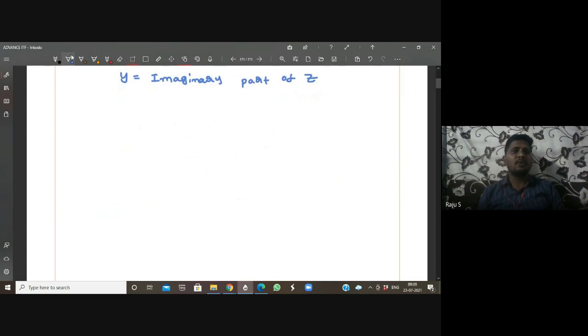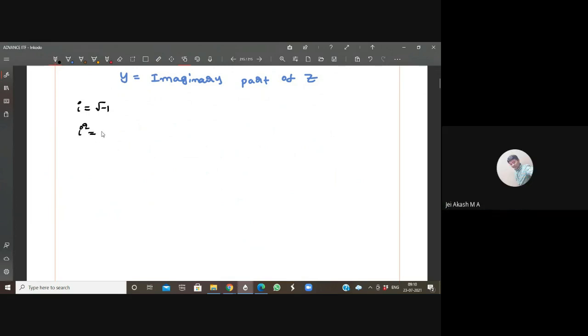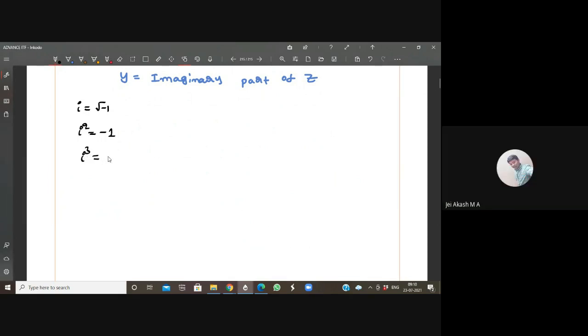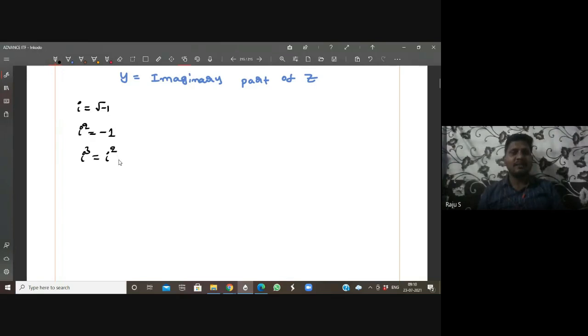First, let us discuss briefly some points regarding iota. Iota value is square root of -1. What is iota square? -1. Iota cube? Iota cube is iota square into iota. Iota square is -1, and iota you write as it is. So iota cube is minus iota. Remember that.